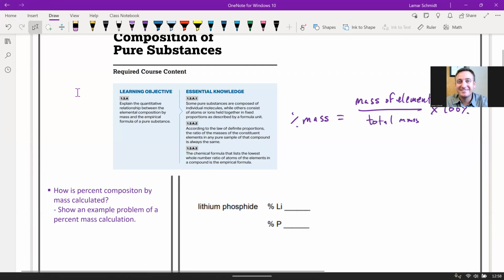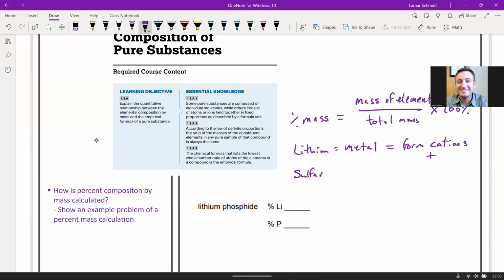All right, so looking at that, let's take a look at an example problem. So we have lithium phosphide, and with lithium, we should know, I'm going back a little bit, lithium is a metal. All right, and what do we know about metals? What type of ions do they form? Cations. And what do we know about cations? They are positive. All right, and then we have sulfur.